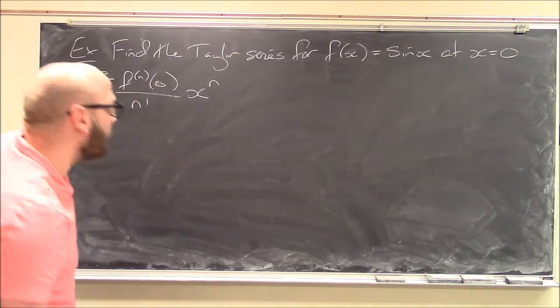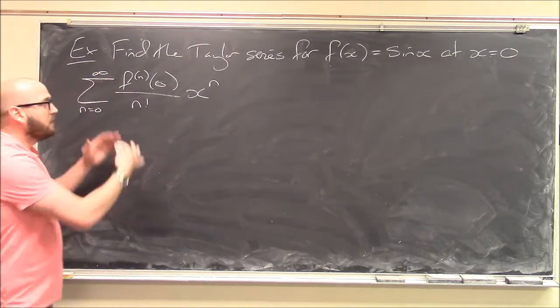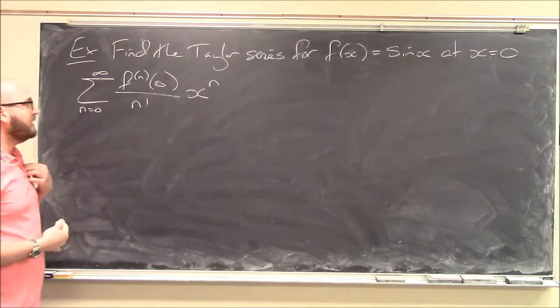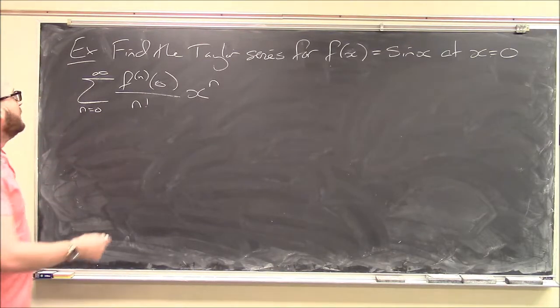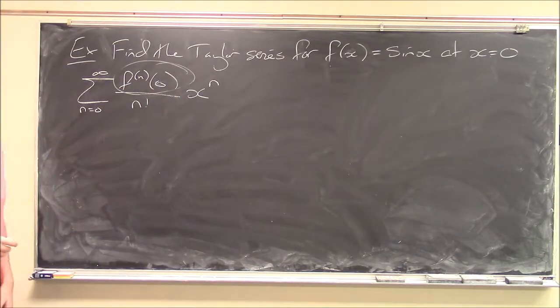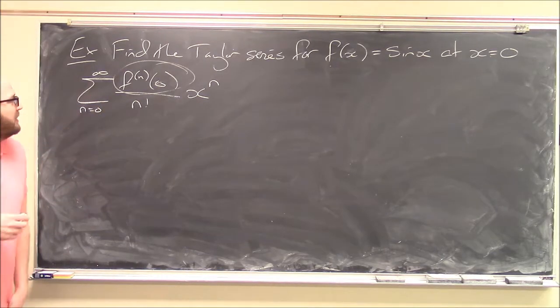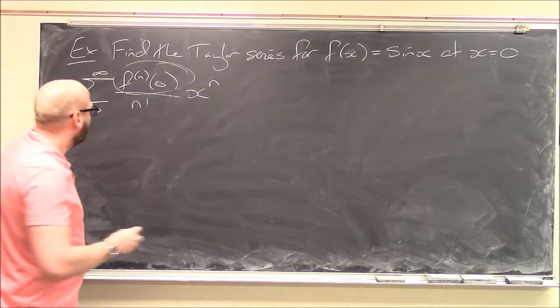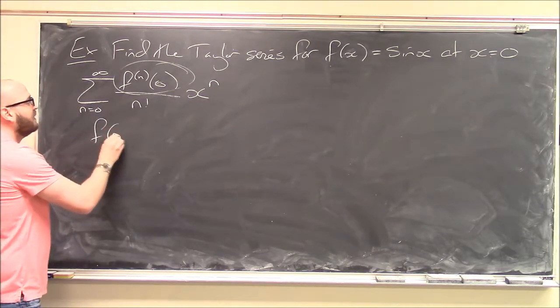Right? So commit these formulas to memory. Commit the general form of a Taylor series at x equals a to memory, and then this is all we have to do, which means really the question boils down to figuring out what these guys are. What is the nth derivative of sine of x at 0? We'll see if we can figure this out.